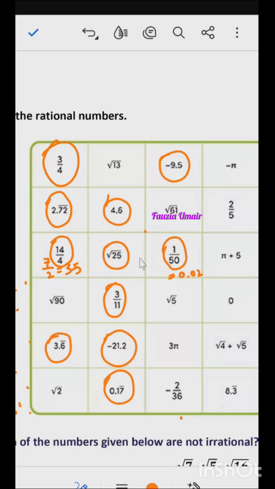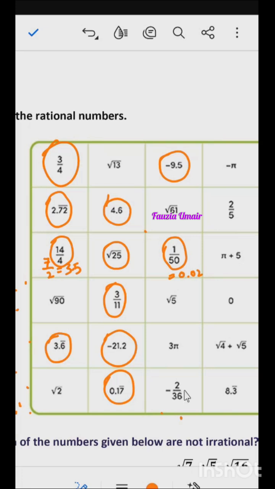Next is square root of 5. It's irrational because this is a non-solvable root. Next is 3 pi. Irrational. Excellent, irrational.